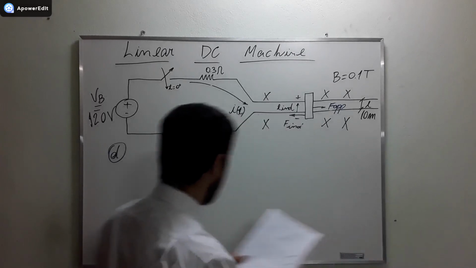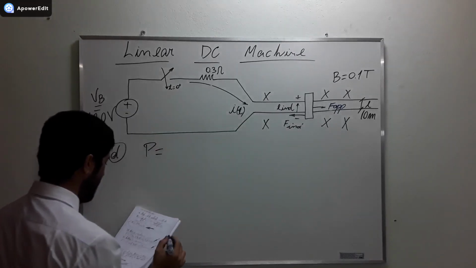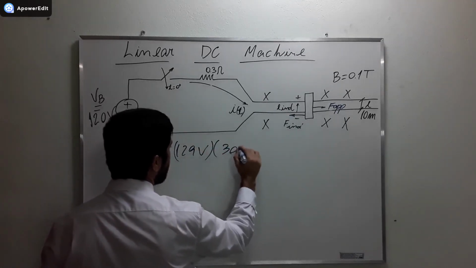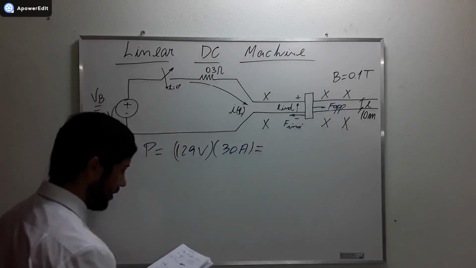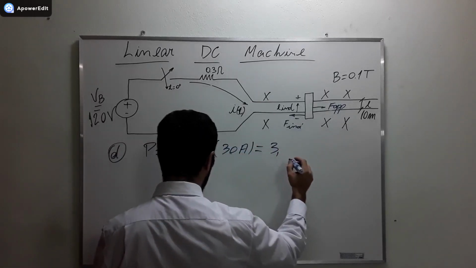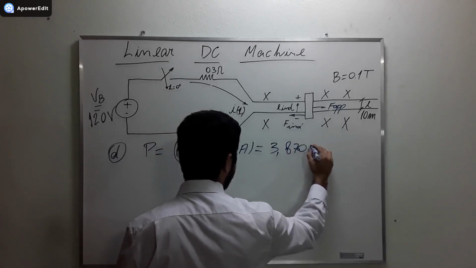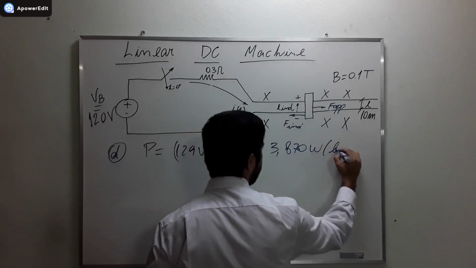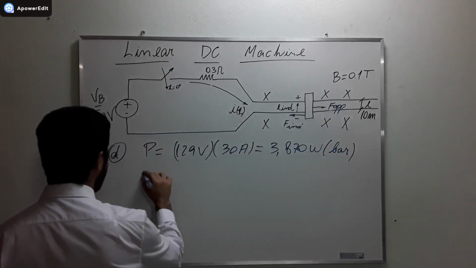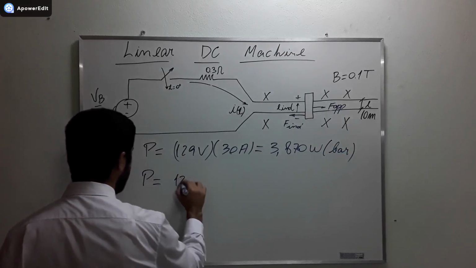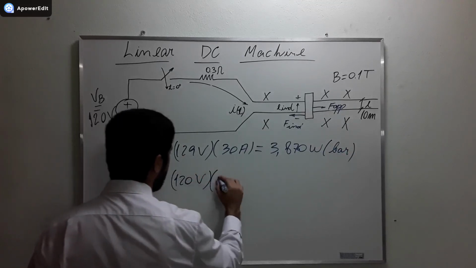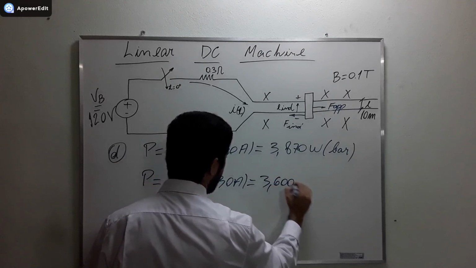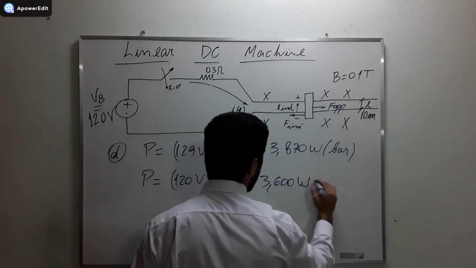And the bar is producing a power of 129 volts times this current here, which is equal to 3,870 watts. So this is the power that the bar is producing. And the power the battery is consuming is 120 volts times 30 amperes, which is equal to 3,600 watts. So this is the battery.